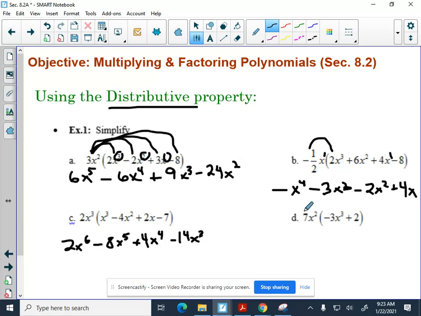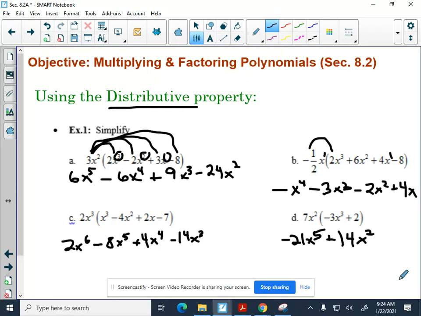Okay, try the next one. Give you another 15 seconds. It's a little shorter. I'll start in about 10. Negative 21 x to the 5th plus 14 x squared.